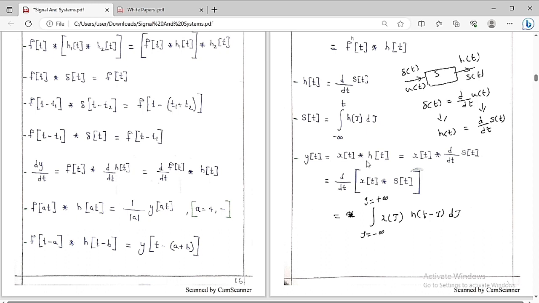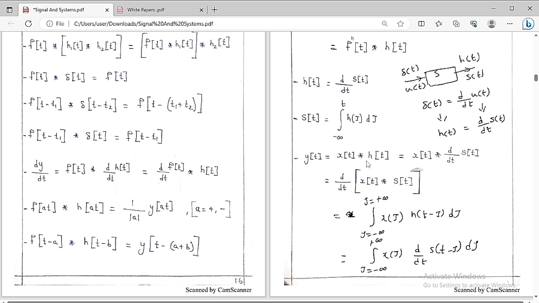So now I will try to write h of t minus tau. Since h of t is d by dt of s of t, then h of t minus tau is nothing but d by dt of s of t minus tau. So the same thing here: the integration from tau equal to minus infinity to plus infinity of x of tau into d by dt of s of t minus tau d tau, right?